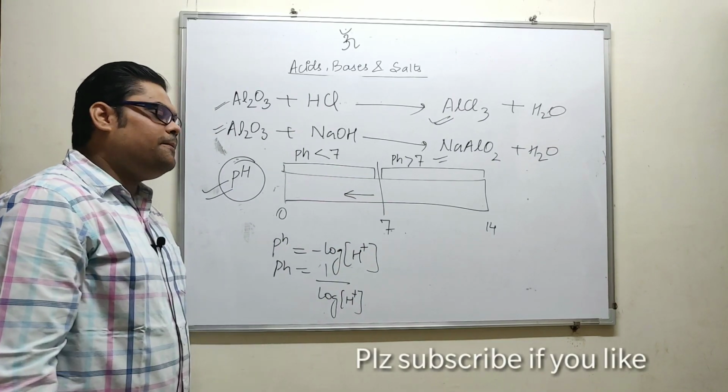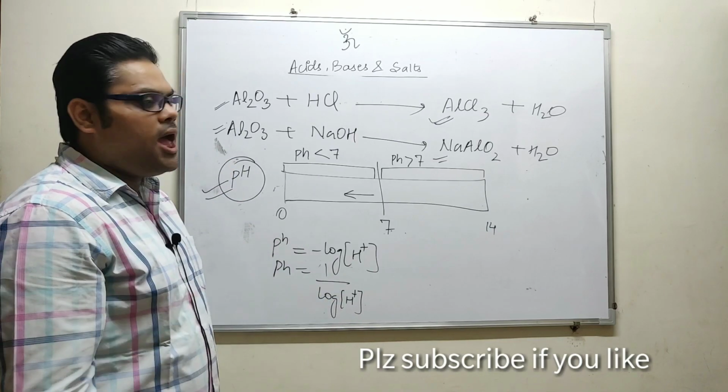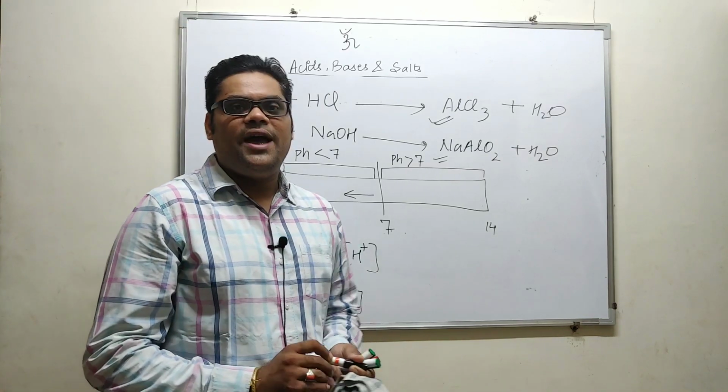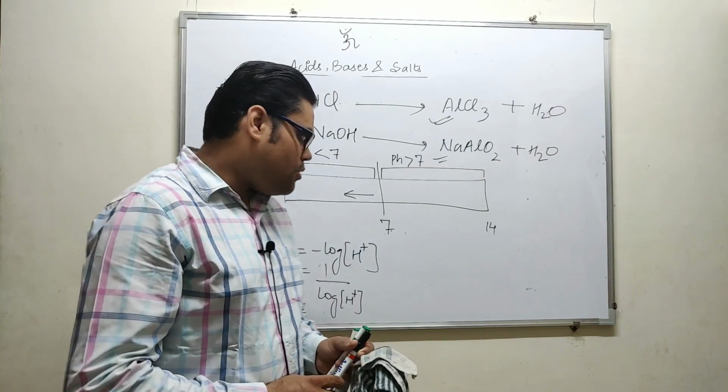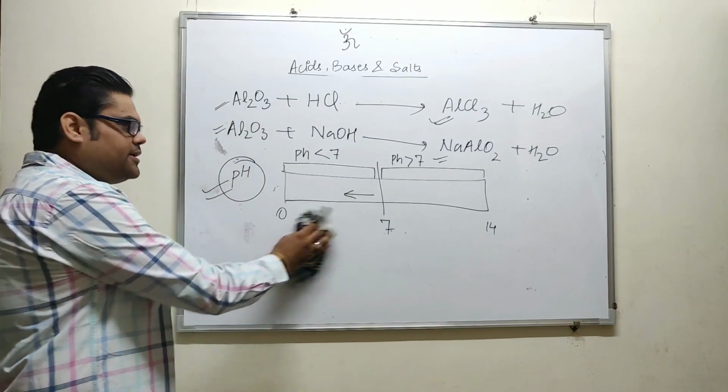The pH scale has the calibration as well as the color coding, and according to the color coding we can differentiate different types of acids and bases. Okay, I think this topic is clear.